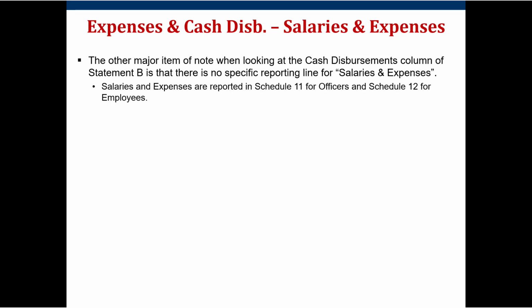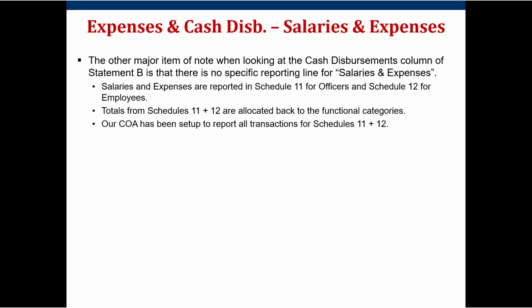Salaries and expenses are reported in Schedule 11 for officers and Schedule 12 for employees. The totals from these schedules are then allocated back to the functional categories. In our chart of accounts, the salaries and expenses section has been set up to report all of the transactions for Schedules 11 and 12. Salaries and expenses are from lines 81 through 89. This is also the third exception for the LM2 reporting line.